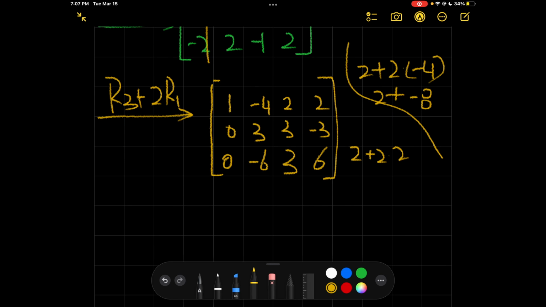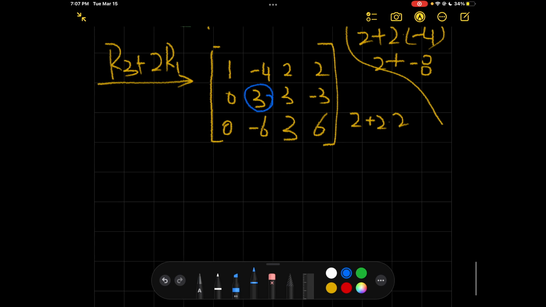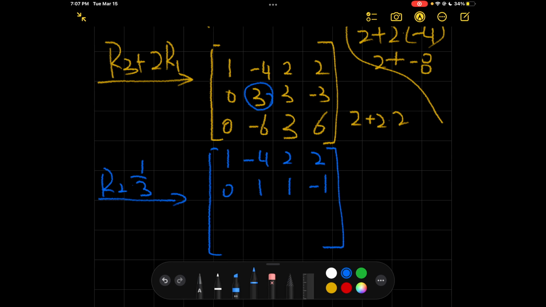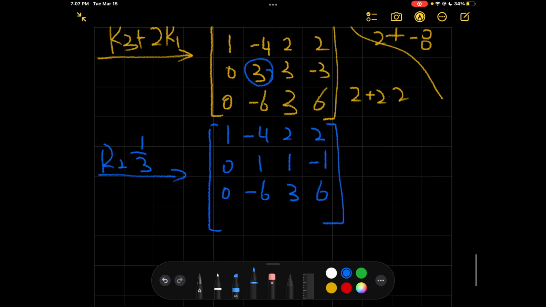Okay, now we try to find another leading one. And this sounds good because if I divide by 3, they will all be 1 with the very similar. So row 2, we just times 1/3. We have 1, -4, 2, 2, 0, 1, 1, -1, and 0, -6, 3, 6.